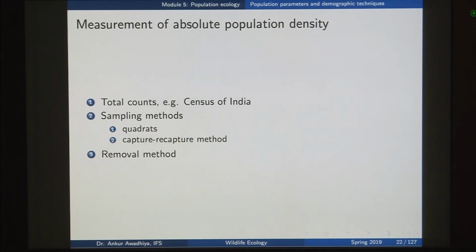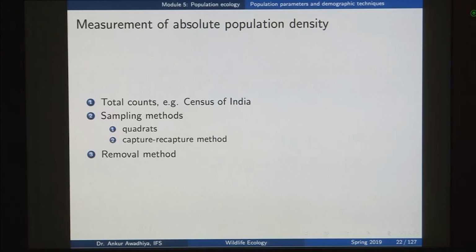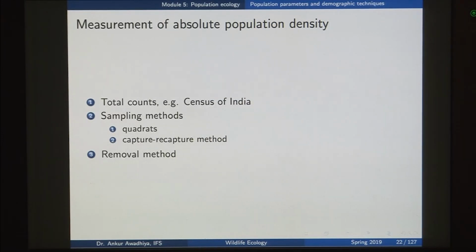The second method is a sampling method. Now, if you have a large area, so you have this large area that is a forest, and you cannot measure the animals everywhere. So, what you can do is you can take some samples out of this area, count your animals, get a density, and then extrapolate that density to the whole of the area. So, that is the sampling method. In place of doing a total count, you are doing a sampling in some area, and this sampling can be in the form of quadrats or in the form of capture-recapture method, and we will look at these in greater detail in a short while.